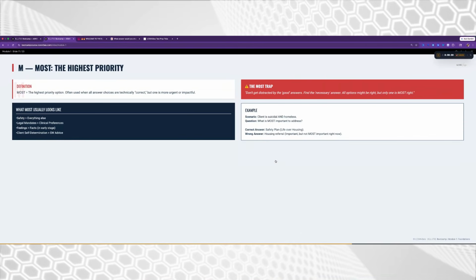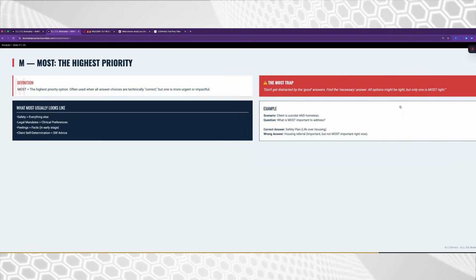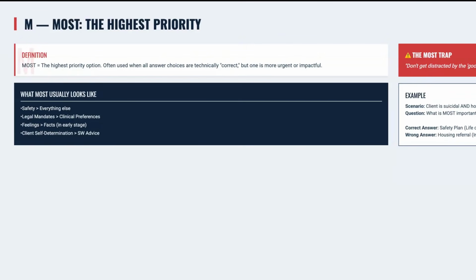All right, so most. If we're looking at that, we have the highest priority. So this is the highest option. It's often used when all the answer choices are technically correct, similar to best. A lot of times people say they get confused with best and most, and blend them together at this point. Just understand that the best question and the most question are the most likely ones that trick people up, and you need to make sure the answer is the most client-centered, the most clinically sound, and the most ethically bound. These are the things you need to look at.